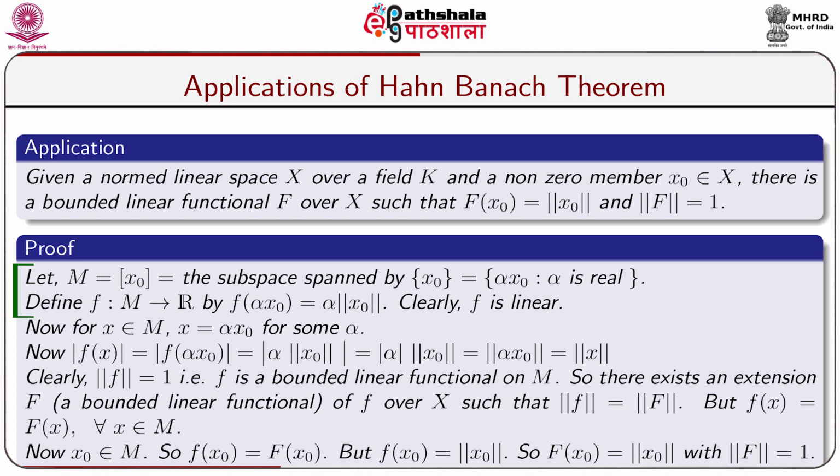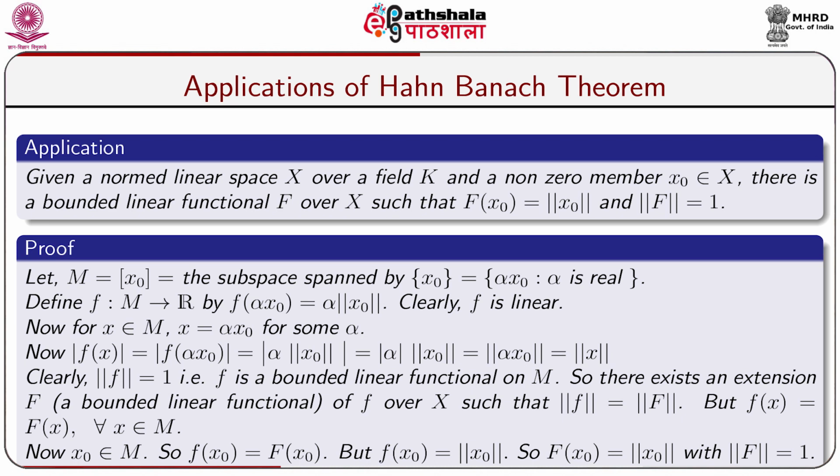Let capital M be equal to the bracket x0, that means the subspace spanned by x0, which is a collection of all elements alpha x0, where alpha is real. Here we are taking the application over the field of reals. Define a mapping small f from the subspace capital M to R by f of alpha x0 is equal to alpha norm of x0. Clearly, f is linear because the range lies in R. So, f is a functional and it is linear.